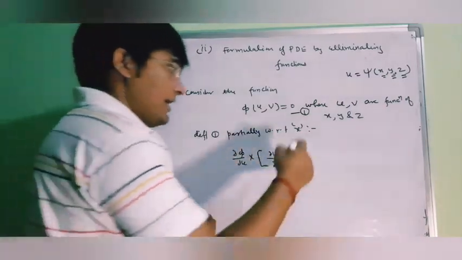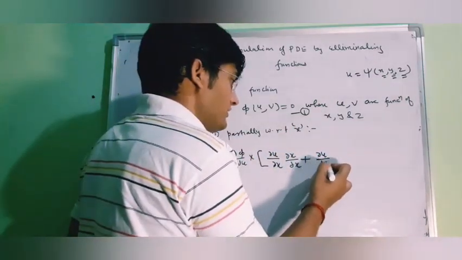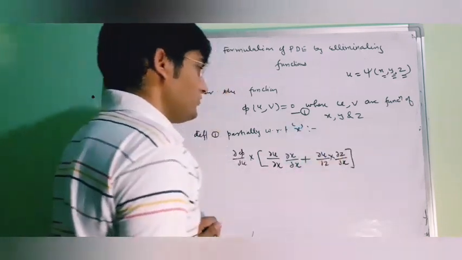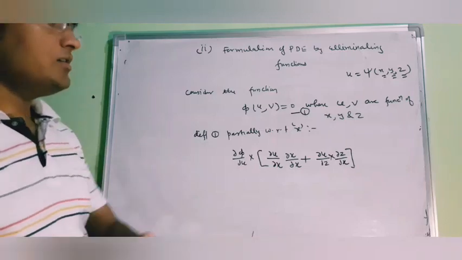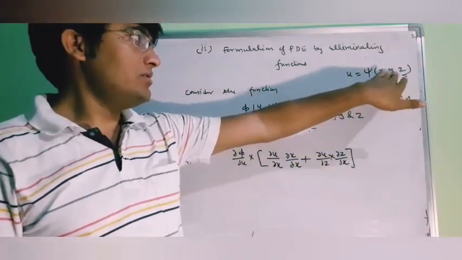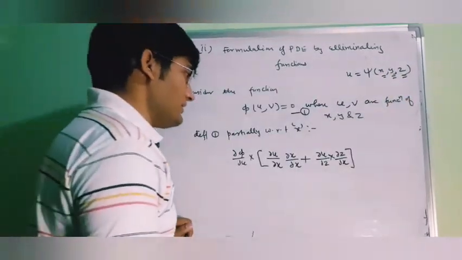That will be your 0. And the third term will be ∂u/∂z and ∂z/∂x, and ∂z/∂x is p. So this is your first term. Here z is a function of x, y. They are not independent of each other, but z is depending on x and y.